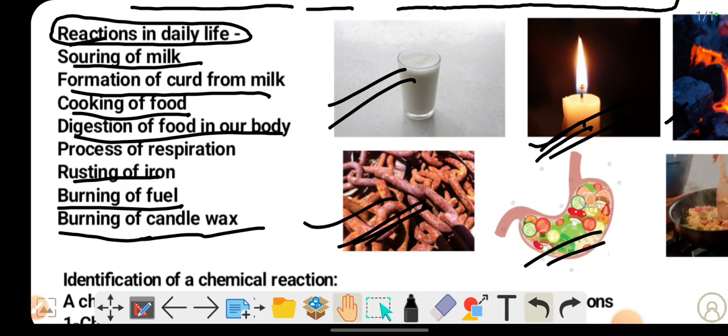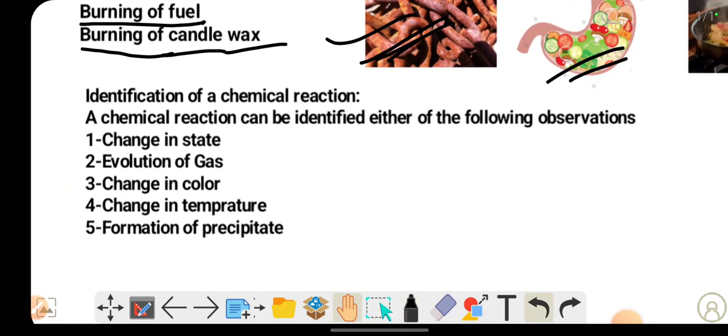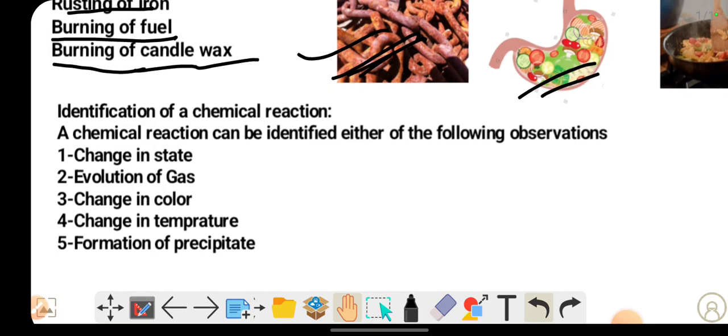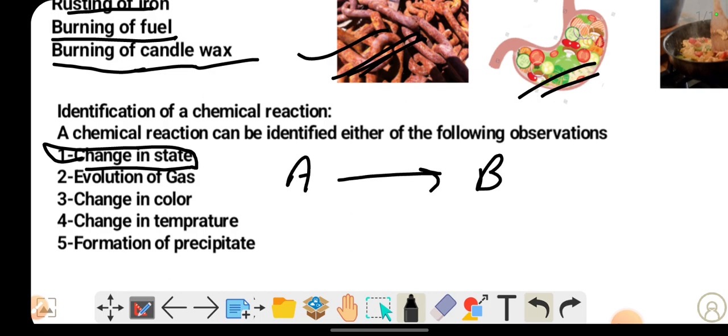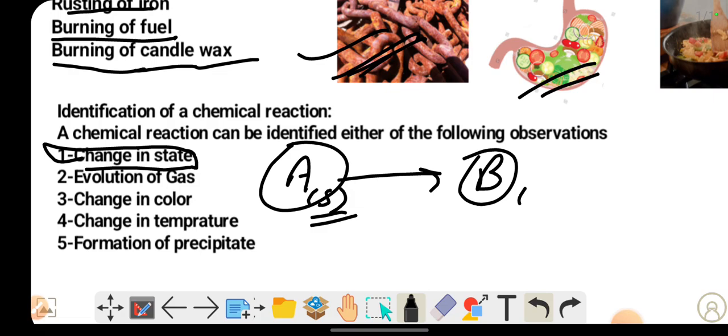And now we move further. Identification of a chemical reaction. What is the way that we can identify a chemical reaction? Okay, so there are some ways. The first way is change in state. If there is a substance A and after the reaction this is B, maybe there is a difference in the state of both substances. Maybe it will be solid and after the reaction it will be gas. Okay, the possibility of both.